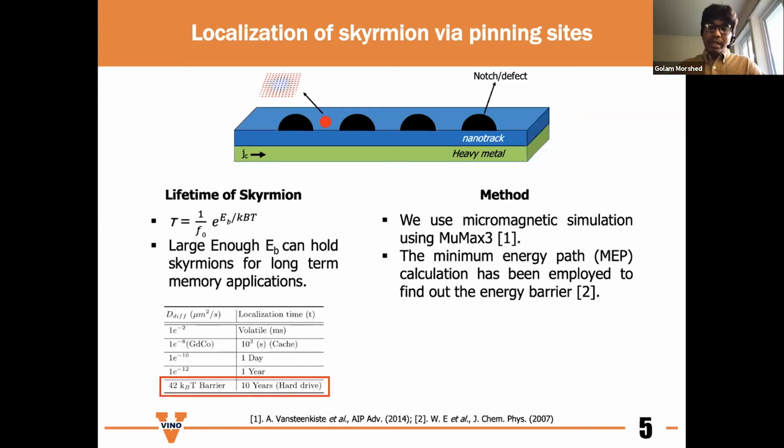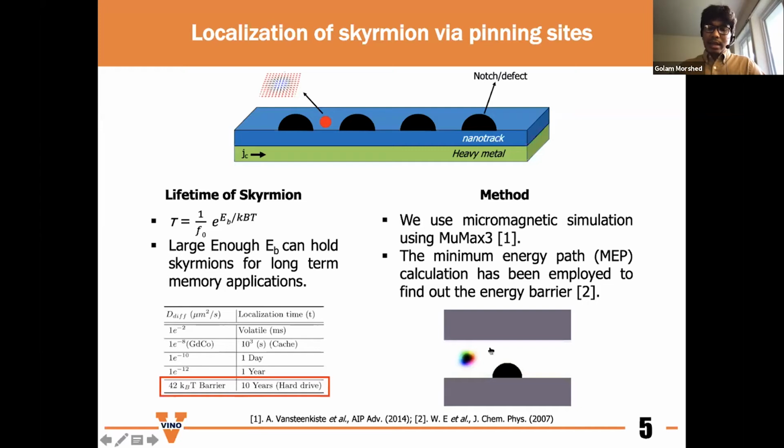So we do micromagnetic simulations in this type of geometry with defect and notch by employing the minimum energy path calculation. We basically let the skyrmion pass from one side to the other side of the defect or the notch, and calculate the minimum energy path for the trajectory of the skyrmion, and from there we calculate the energy barrier.